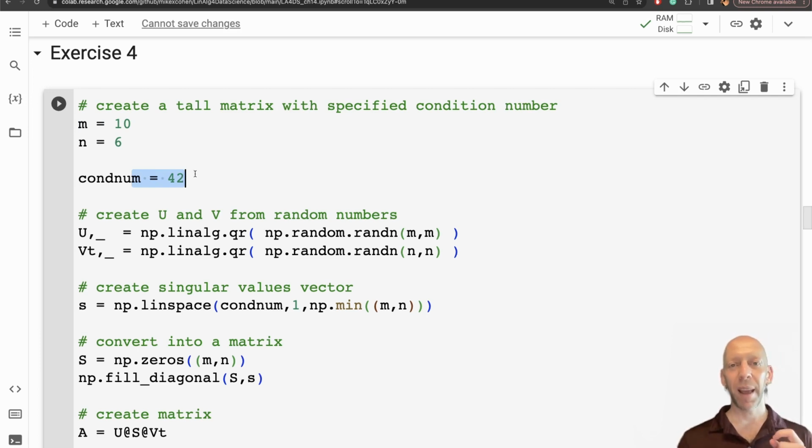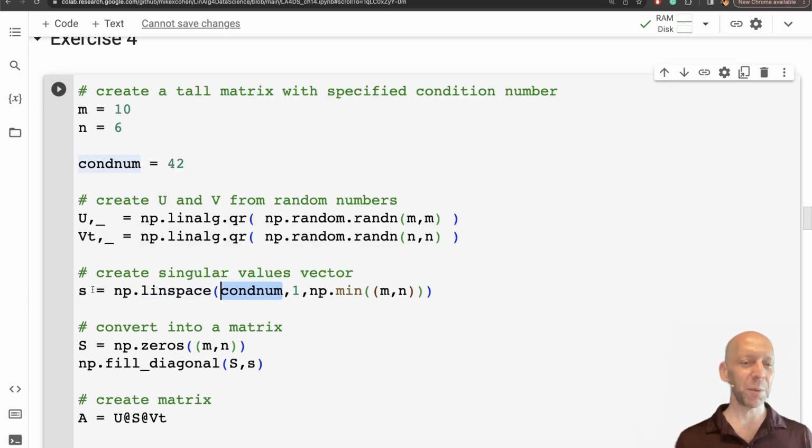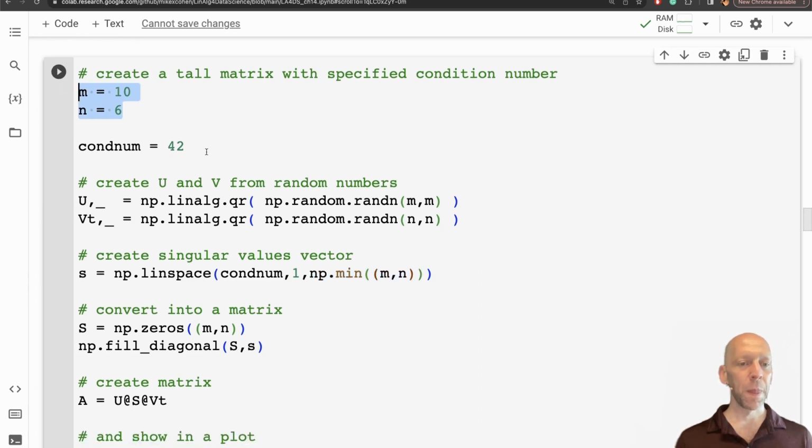So how do you ensure that the ratio between 2 numbers is a number that you can specify? I mean, there's a million ways you can do it, but the easiest way is just to have the denominator be 1. Super simple, right? So the denominator is 1, the numerator is the condition number. And then all the other singular values will be just linearly spaced numbers between them. It doesn't matter what these other numbers are. Okay, and then you also need to be mindful that the number of non-zero singular values corresponds to the smaller of M or N.